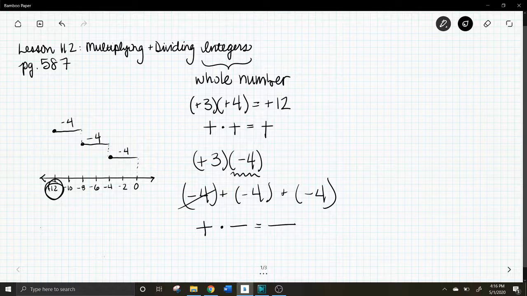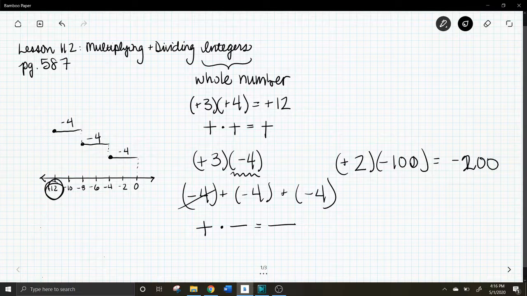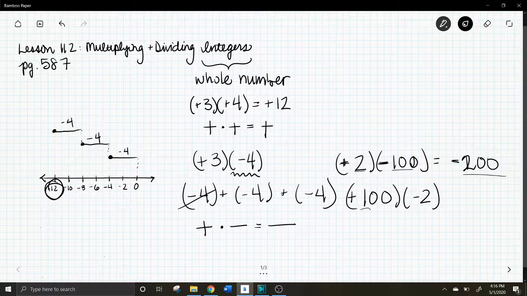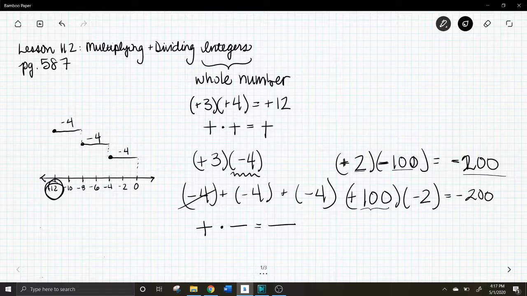Once again, this is true regardless of the value of your integers. So we could have a +2 and a -100, and it would equal -200, because 2 times 100 is 200, and a positive times a negative is a negative. Alternately, we could have had a +100 and a -2. Even though 100 numerically is a much larger value, because we're doing multiplication, our answer is still going to be negative. Keep that in mind: a positive times a negative equals a negative.